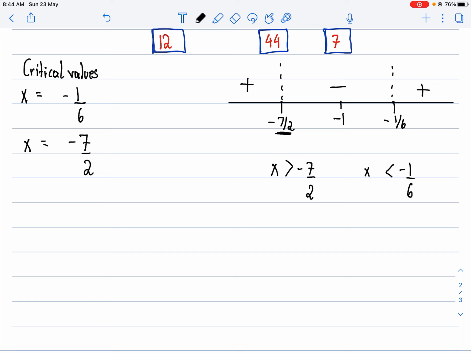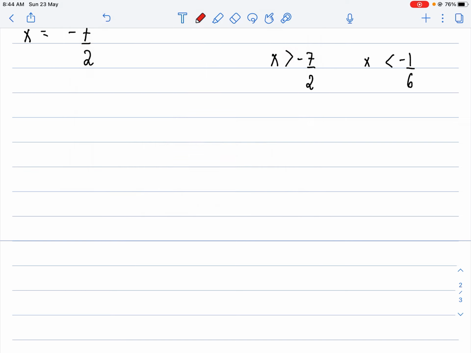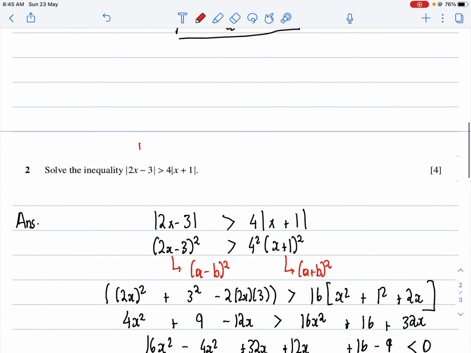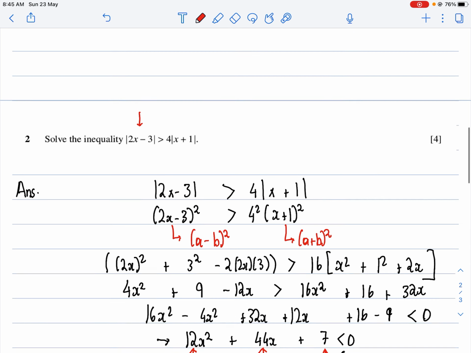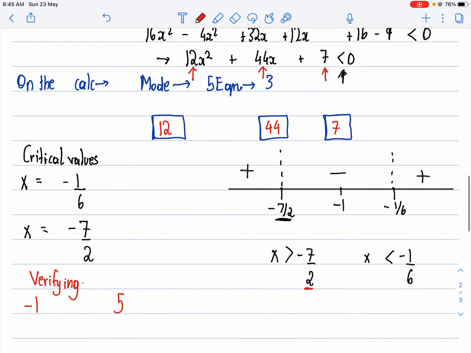But before writing this, I need to verify this. What do I mean by verifying? I'll write verifying here. Take a value which is more than minus 7 by 2. Let's say I take minus 1 again. Put minus 1 into this equation. So if I do 2 into minus 1, minus 3, I get minus 5, and the mod of minus 5 is positive 5. So I write 5 here.